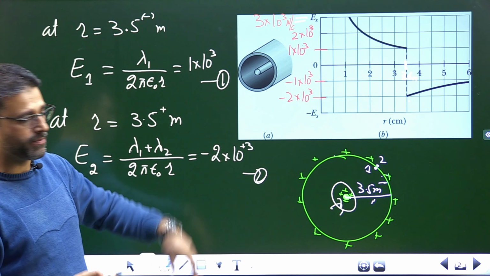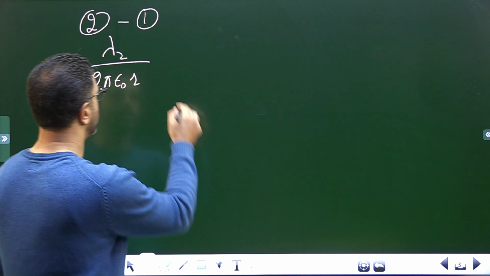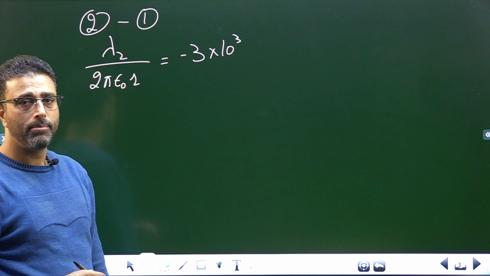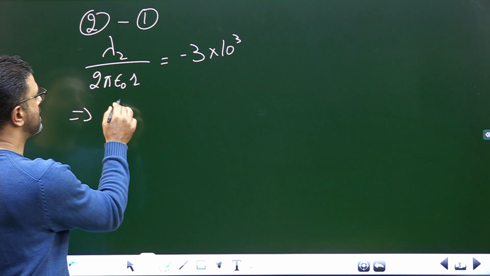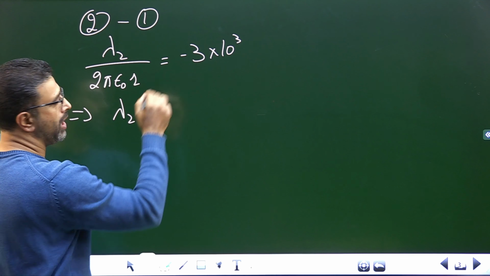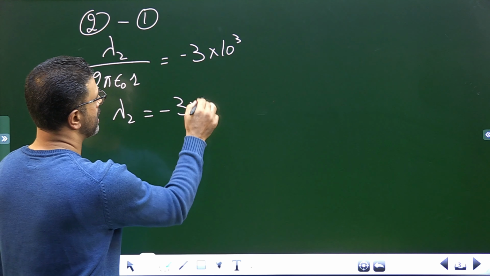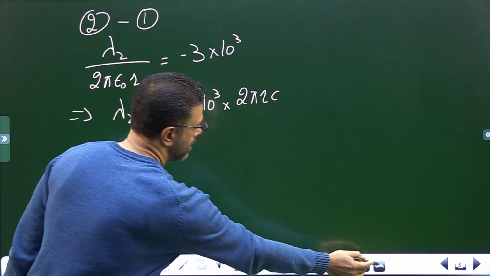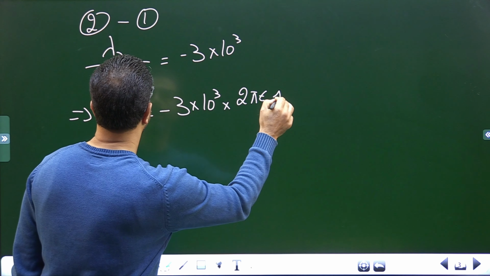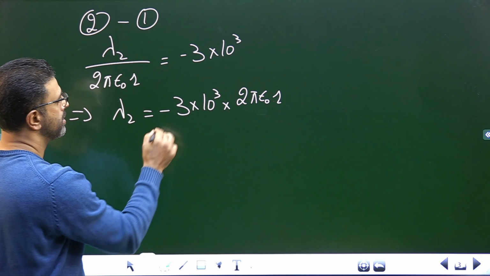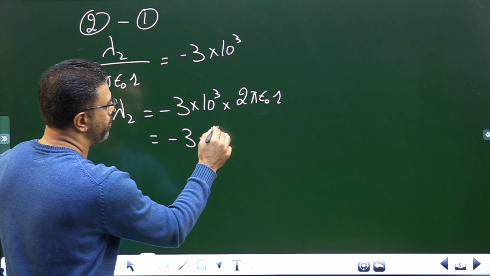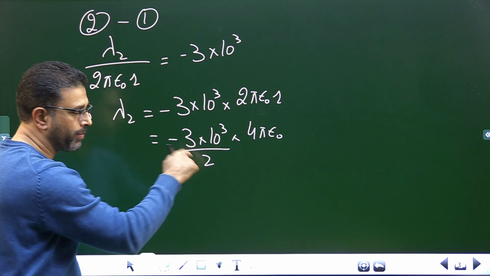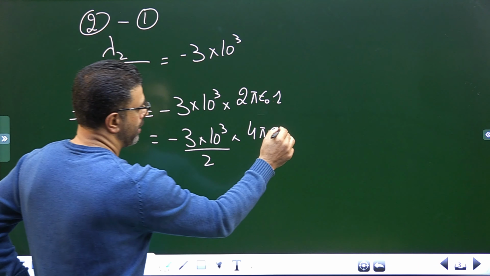So minus 2 minus 1 is minus 3. Minus 3 into 10 to the power 3. So this implies lambda 2 is equal to 2 pi epsilon 0 r, we'll take upstairs. So minus 3 into 10 to the power 3 into 2 pi epsilon 0 r, that's it. So minus 3 into 10 to the power 3, this I can write as 4 pi epsilon 0 r, then divided by 2. I'm multiplying by 2 and dividing by 2. And then we have this r.